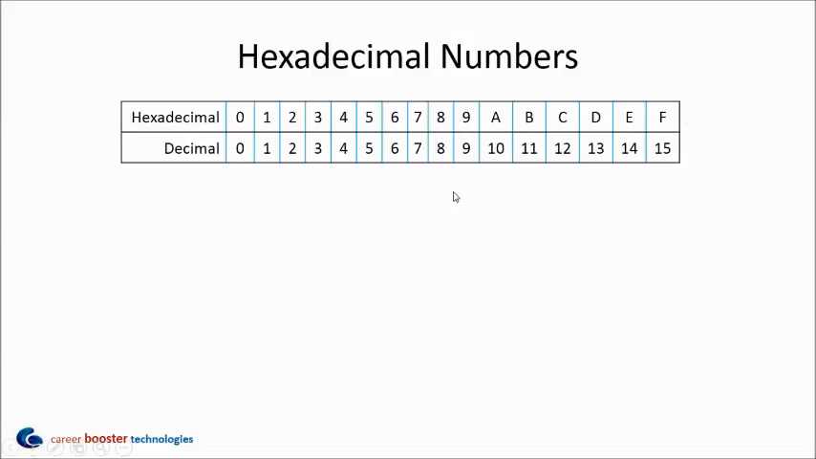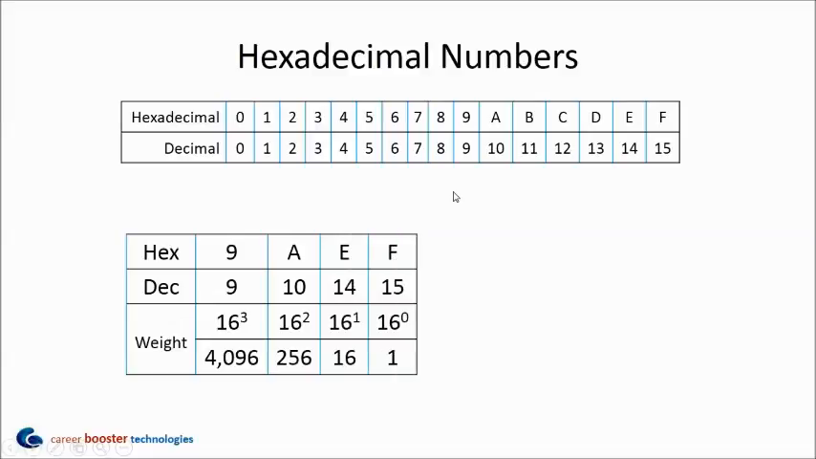So with these 16 numbers possible, if I look at a sample value like 9AEF, I've shown the values in hex and I've shown the values in decimal. So 9 is a 9, so we are seeing it here. A is 10, okay. E is 14, and then F is 15.